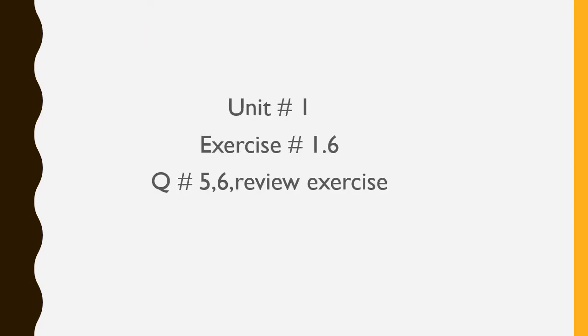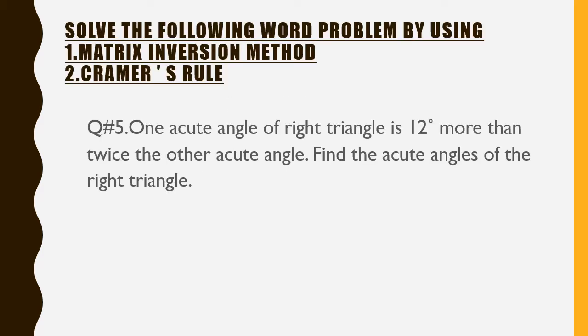Unit number 1, exercise 1.6, question number 5 and 6. Solve the following word problem by using matrix inverse method and Cramer's rule. Here we have question number 5. One acute angle of right triangle is 12 degrees more than the twice of the other acute angle. Find the acute angles of the right triangle.